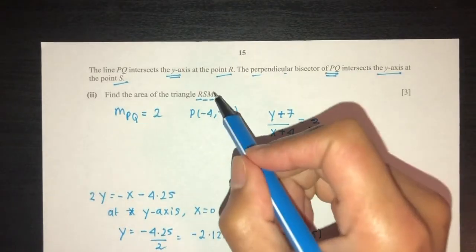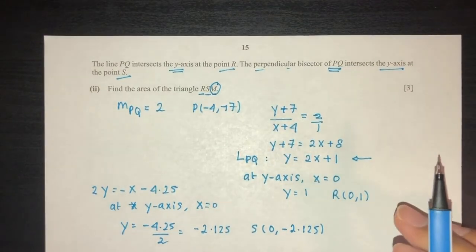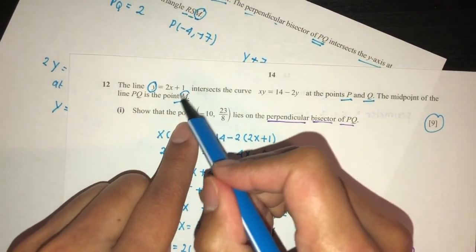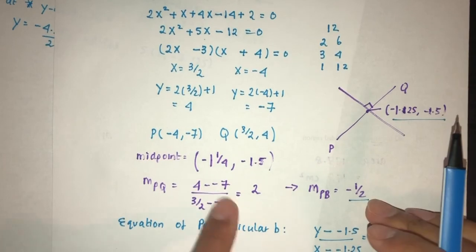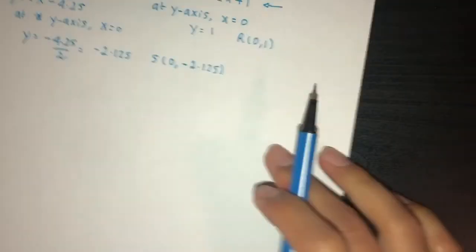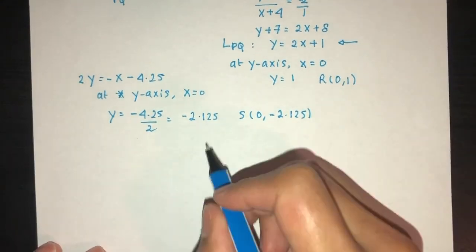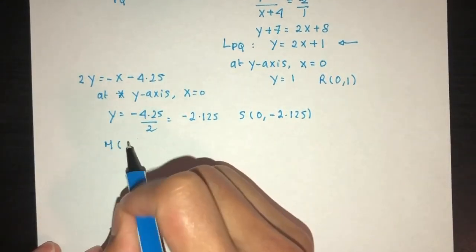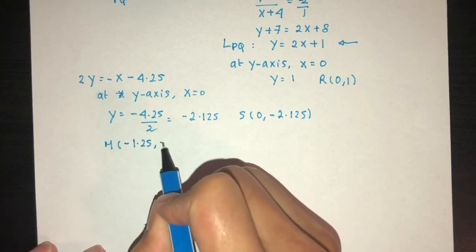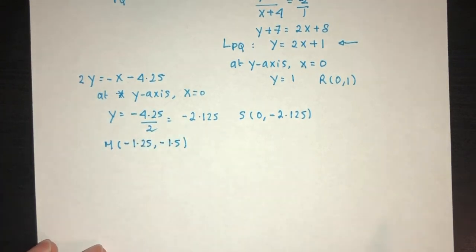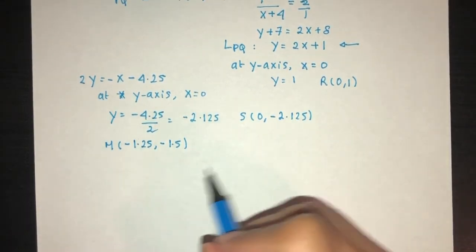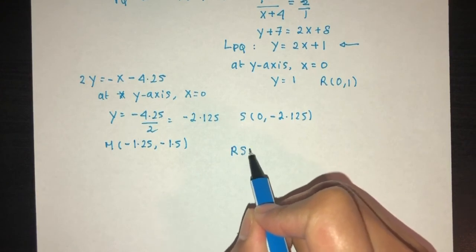Now what is M? What is your point M? Let's look. It says M is just the midpoint of PQ, which we have found right here. This is your point M, right? So now we have the point M given by (minus 1.25, minus 1.5). So we have to find the area of this triangle. So we have all the 3 points. We have to find the area of R, S, M. So pretty easy.